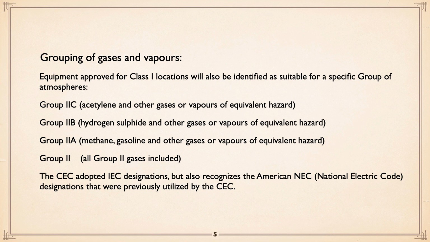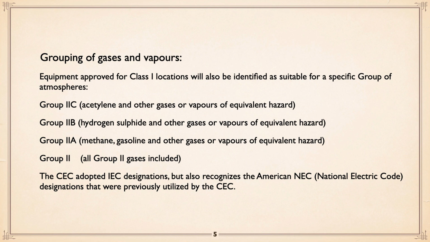Group B: hydrogen sulfide and similar hazards. Group A, methane and gasoline, whatever. That's where most sewage wet wells are. Now, group 2, without the letter, all gases are included. So just a total hazard rating across the board.